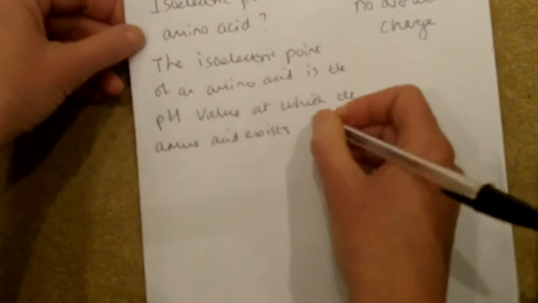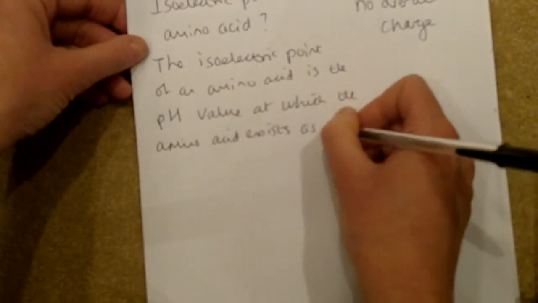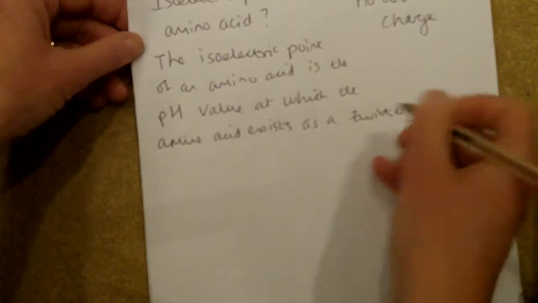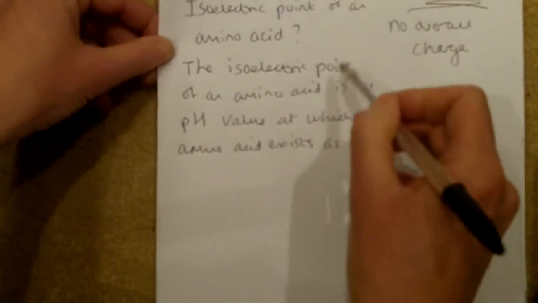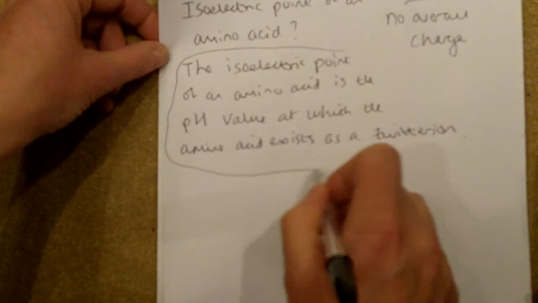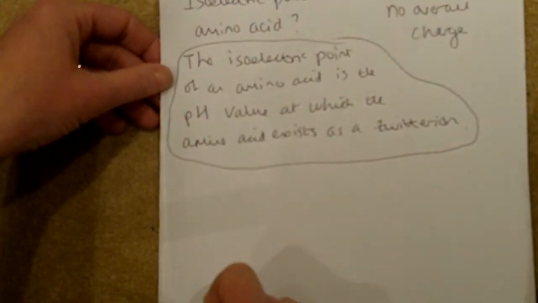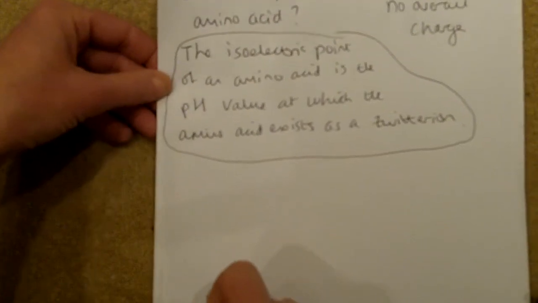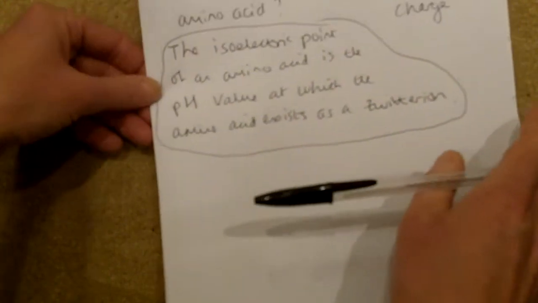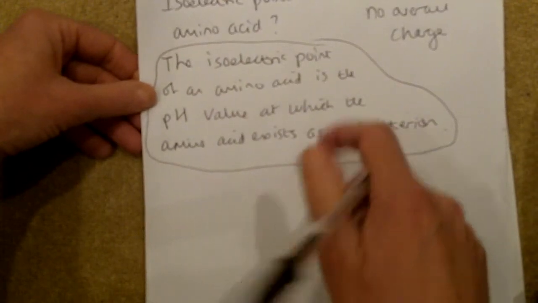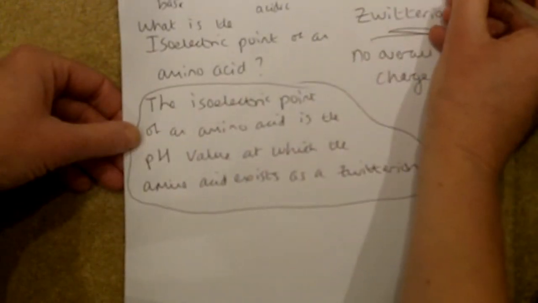At which the amino acid exists as a Zwitter ion. Okay, so the isoelectric point is the pH at which the amino acid exists as a Zwitter ion. Right, so every amino acid has its own pH value. Okay, so in water, this is what will happen.